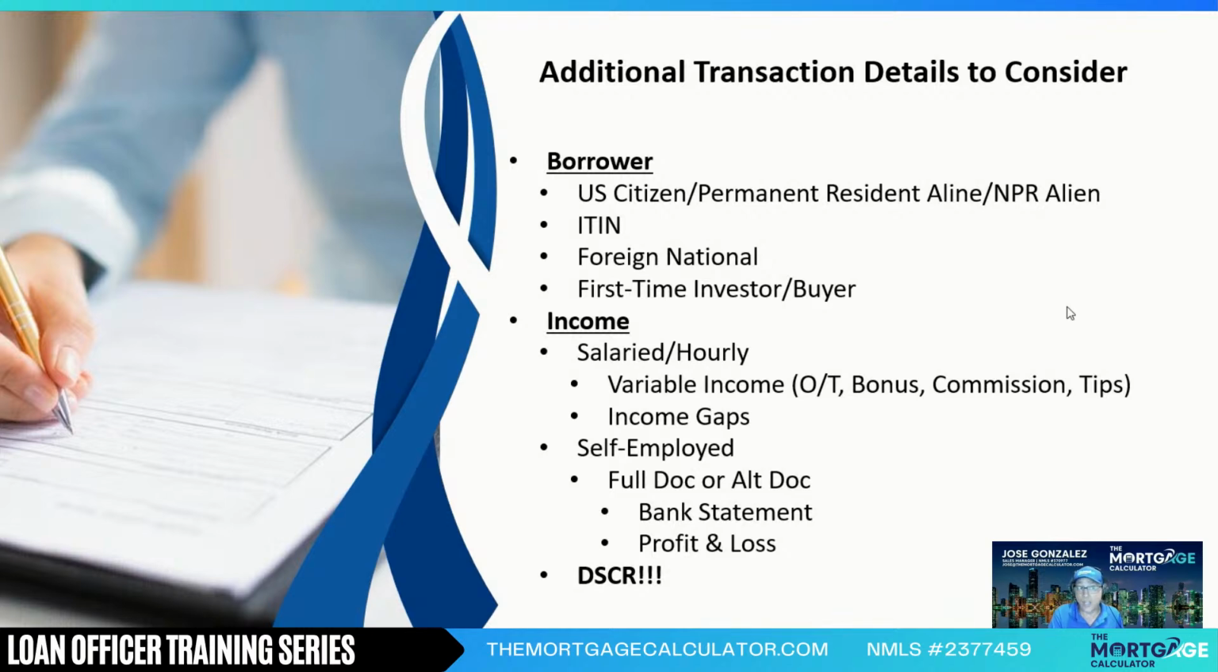So again, full doc or alt doc. Alt doc, are you going to go bank statement? Are you going to go P&L? Are you going to go asset utilization? Are you going to get full doc and add asset utilization? We have that in non-QM, and we actually have that in more restricted versions in agency as well, right?